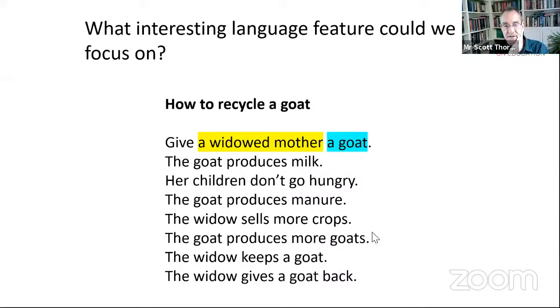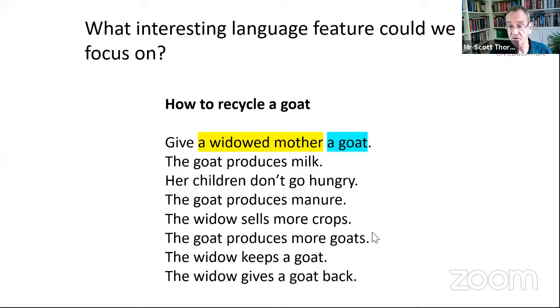Now, I'm not sure if in Tamil or Hindustani or Gujarati you have that same construction, two objects. Give a widowed mother, one object, a goat, second object. Can you do that in your language? I don't know. It's a very specific thing to some languages. There's no prepositions. It's just two objects. We call this kind of structure, the syntax, ditransitive. Di for two, transitive for verbs that take objects. So give is a ditransitive verb. It takes two objects. And there's lots of others, of course.